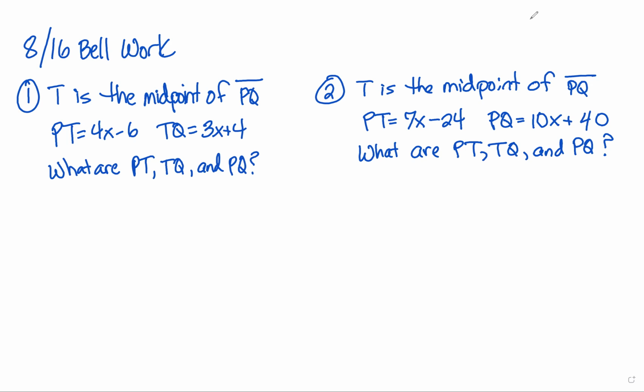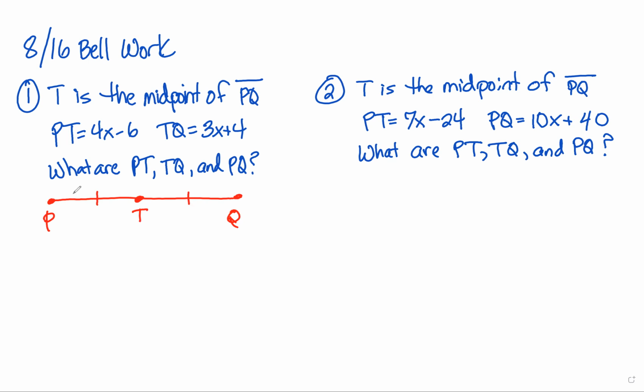And number one says T is the midpoint of segment PQ. P to T is 4x minus 6, and T to Q is 3x plus 4, and we want to know what are PT, TQ, and PQ. So first thing, of course, we should do is draw a picture of what is stated. It says T is the midpoint of segment PQ, so that means P and Q are the endpoints. T is the midpoint, so we're going to mark those congruencies.